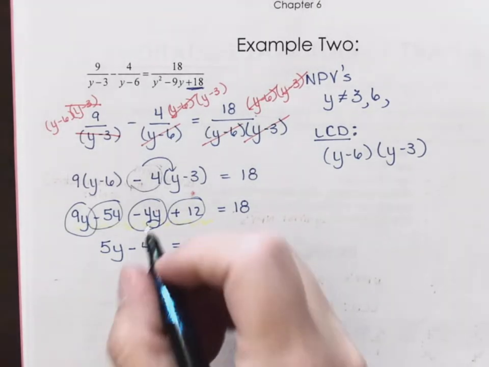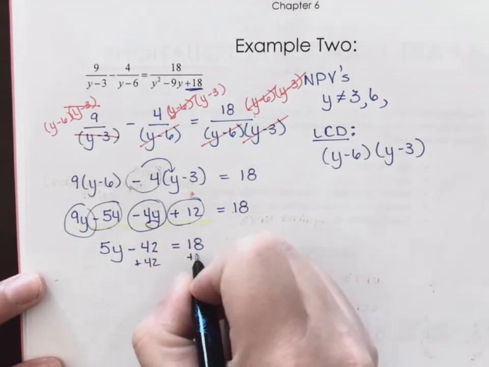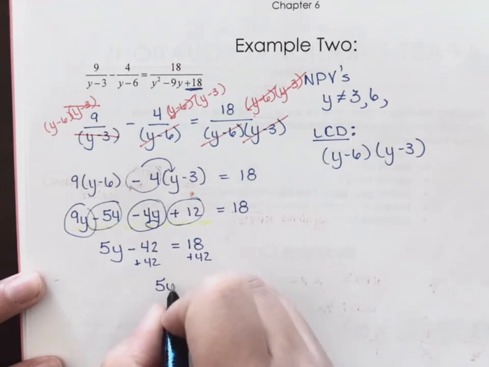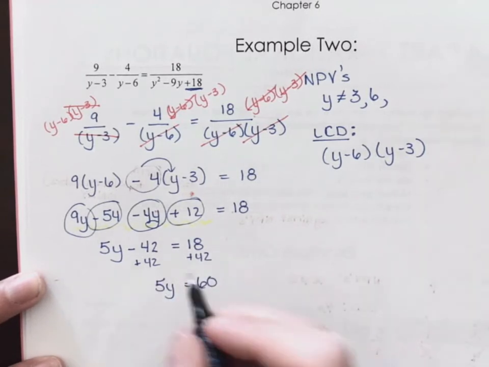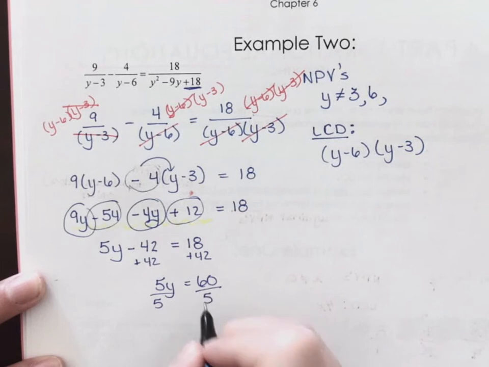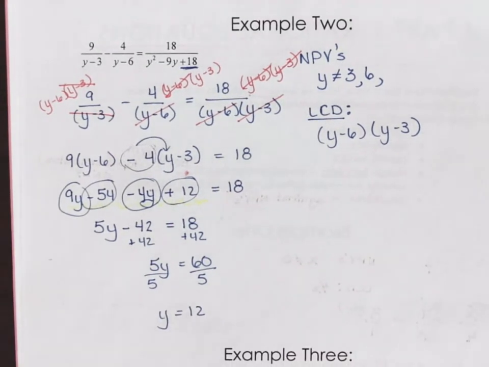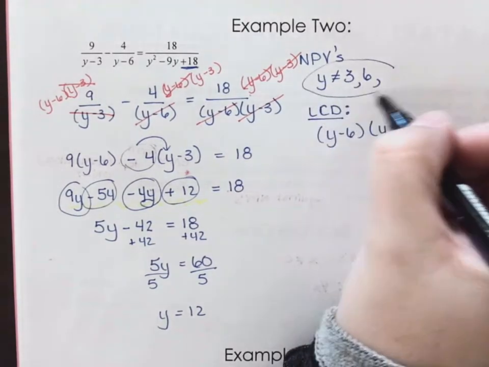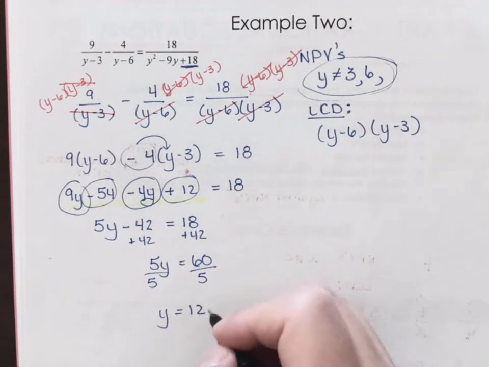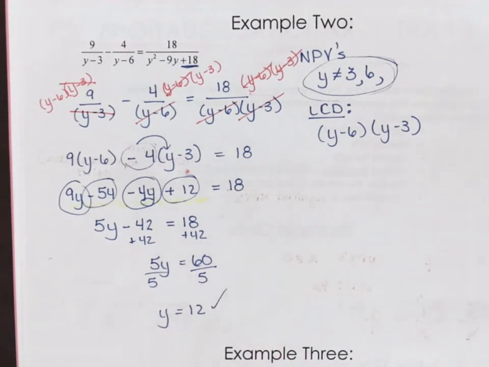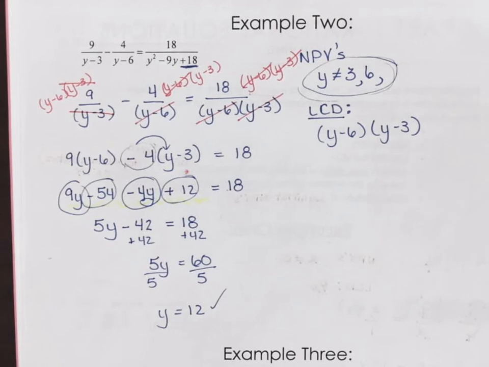All right, so I'm going to add 42 to both sides. So I have 5y equals 60. Divide by 5, divide by 5. So y is equal to 12. Is that a good answer? Yes, because I'm checking it against my NPVs. Not terrible, not terrible. Like I said, the confusion is going to come from when to do what.